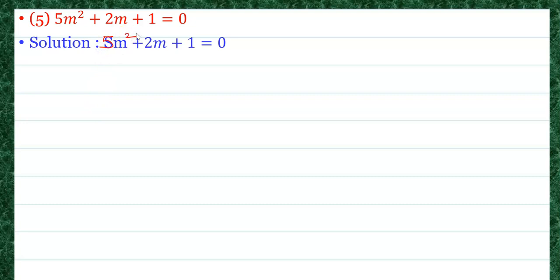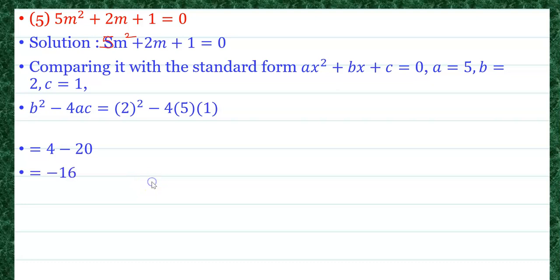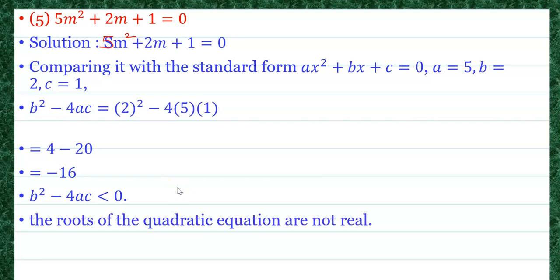5m square plus 2m plus 1 is equals to 0. Comparing with ax square plus bx plus c is equals to 0, the value of a is 5, b is 2 and c is 1. b square minus 4ac: 2 square minus 4 into 5 into 1. If you simplify, 4 into 5 is 20, and you will get minus 16. The delta is negative, therefore the roots are not real. The roots of the quadratic equation are not real, and therefore we stop here.